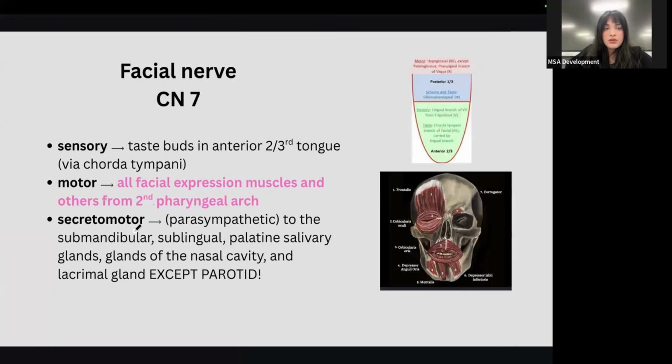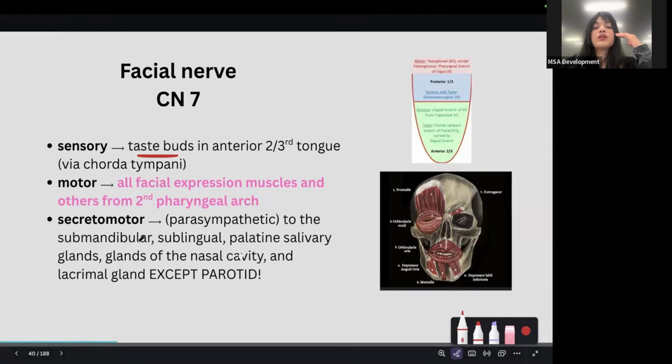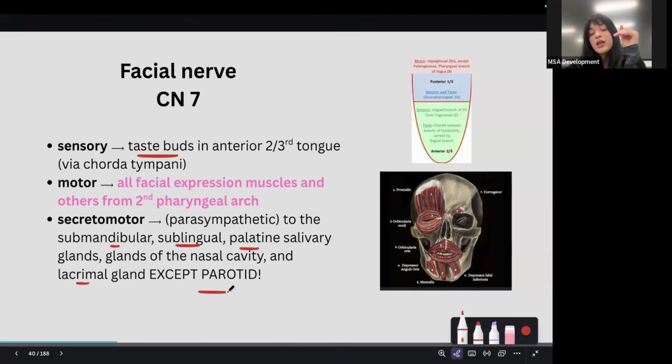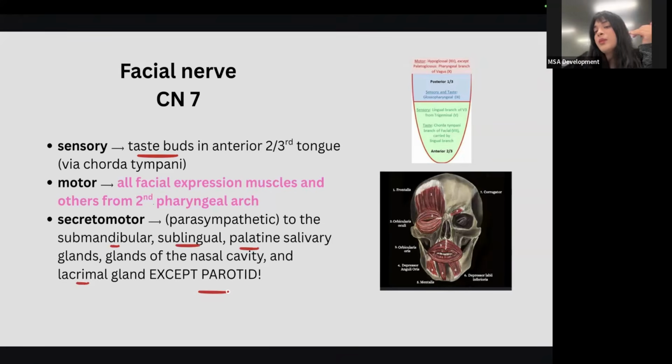Moving on to the facial nerve. We just talked about it, but we're going to talk about it in detail now. It has 3 components. There's a lot going on with this facial nerve. You have the sensory, the motor, and the secretomotor. The sensory one supplies the taste buds in the anterior 2/3 of the tongue, via the chorda tympani. The motor is all facial expression muscles and others from the second pharyngeal arch. So if you see second pharyngeal arch motor, it's facial nerve. And secretomotor means secretions, parasympathetic to the submandibular, sublingual, palatine, glands of the nasal cavity, and lacrimal gland. So basically everything except the parotid gland. It branches in the parotid, but it doesn't supply the parotid. It supplies all the other glands.